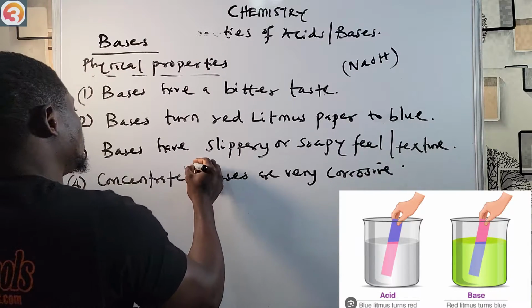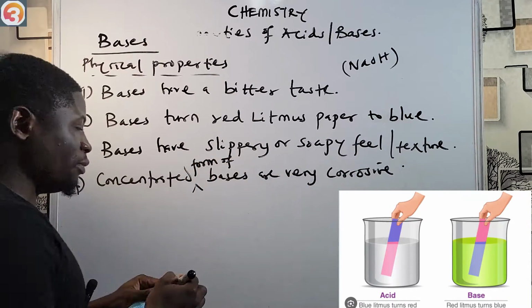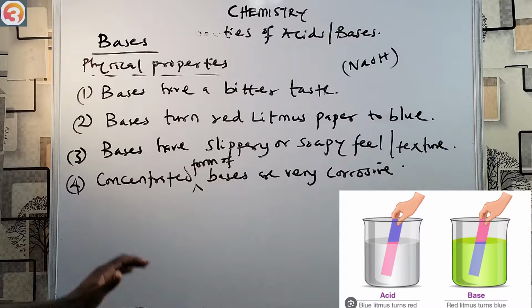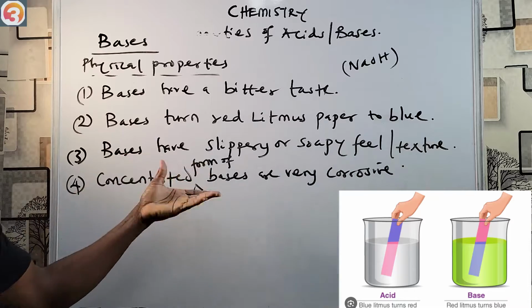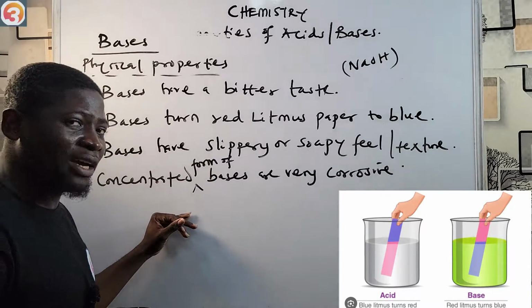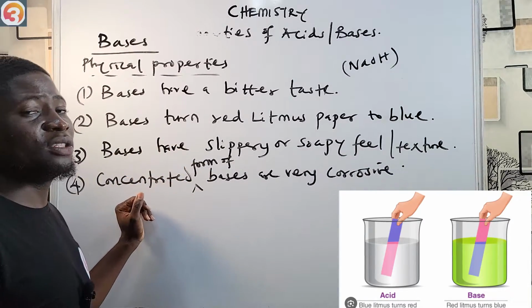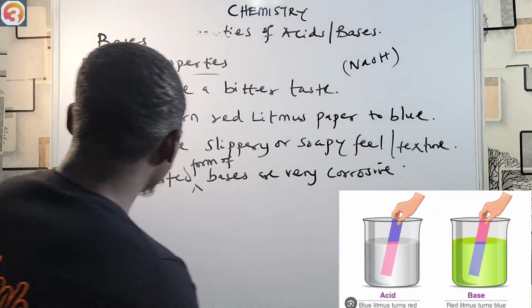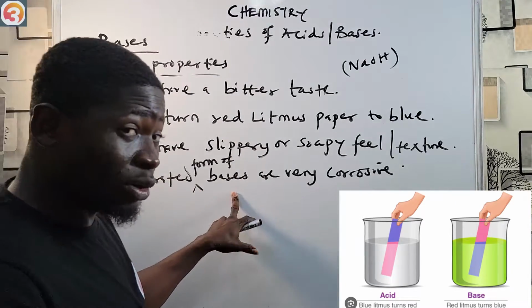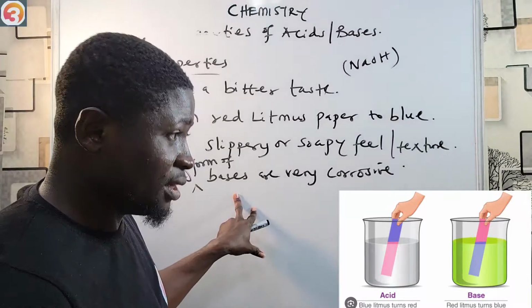Concentrated forms of bases are what? Very, very corrosive. So these are the physical properties. If you know the physical properties of acid, you already know the physical properties of bases. They are almost like opposites, right? Except that they have the same property: their concentrated forms are corrosive, both of them.